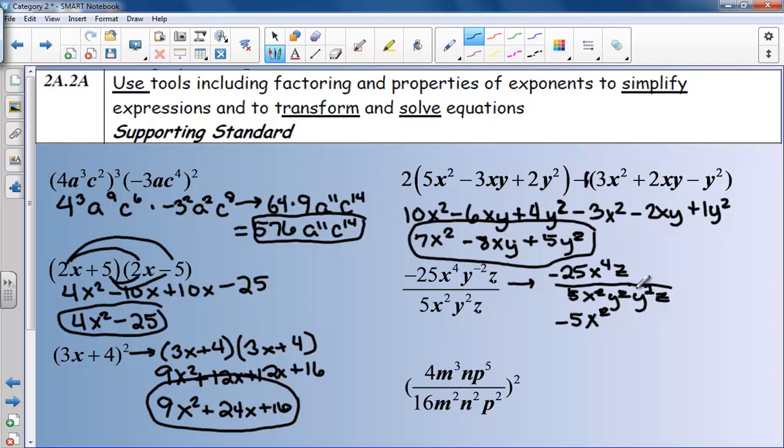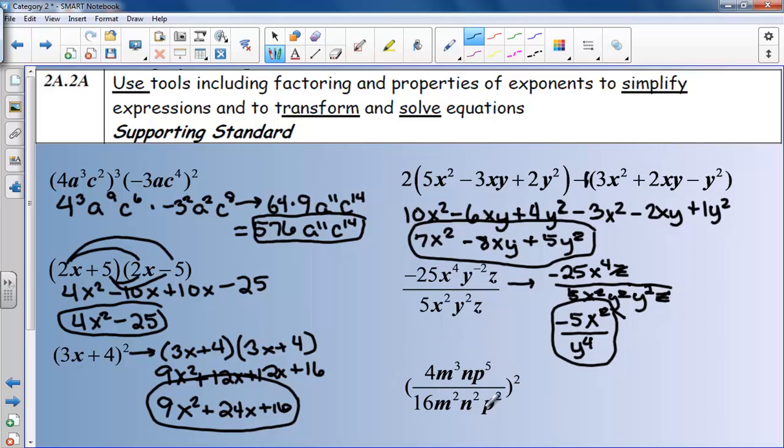I have a z on the top and a z on the bottom. Those are going to become 1, so we're not going to write those down. And then on the bottom, I also have 2 y's and then 2 more y's, so a total of 4 y's. So my final answer is negative 5x squared over y to the 4th.